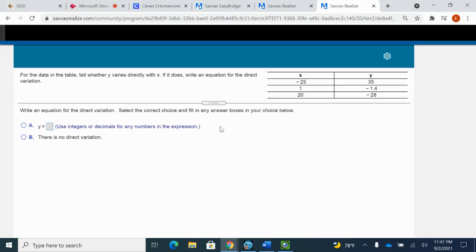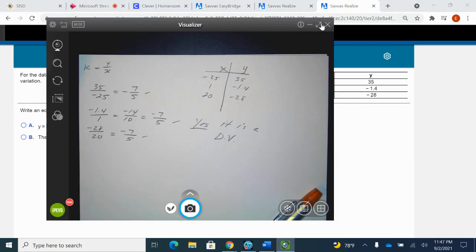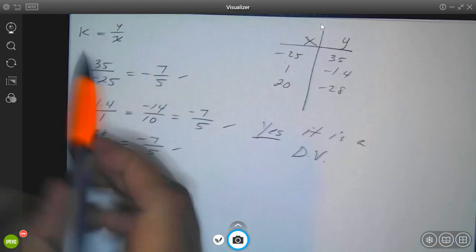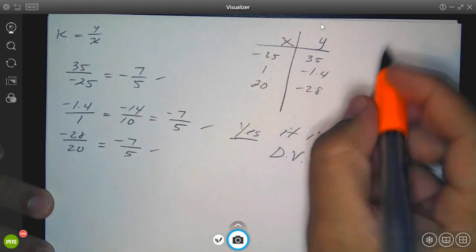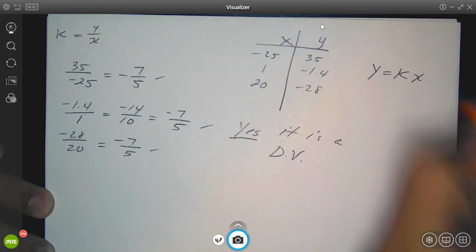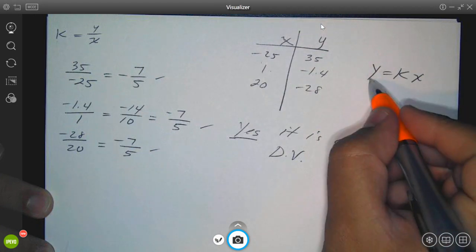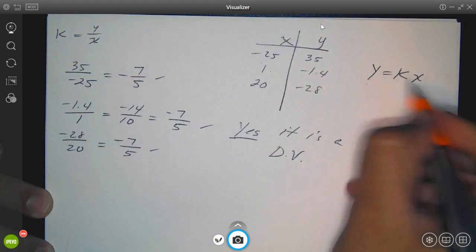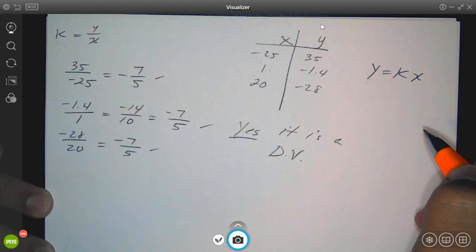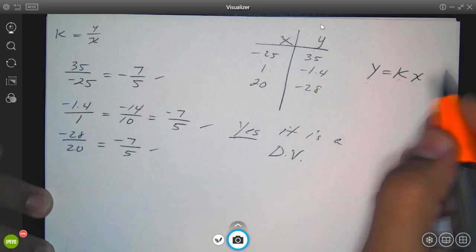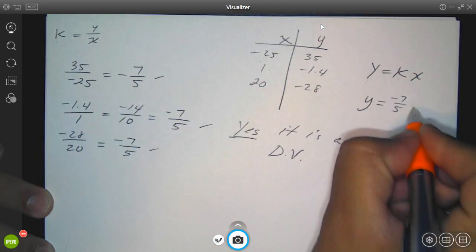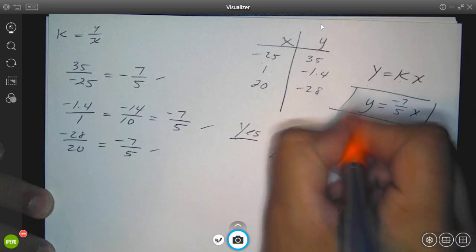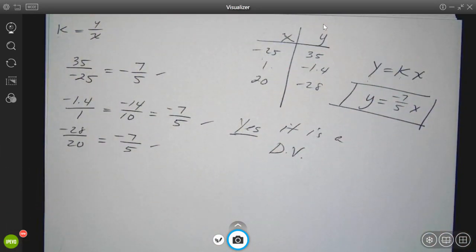And it says write the equation. So if it is, write the equation. So going back to the notes here, remember, what does this give us? This gives us our constant of variation. If you guys remember what a direct variation equation looks like from the notes, all it is just this: y equals kx. Well, y and x are just an input and output. They are variables. The only variable we have to find is the k, and I just found it. It's negative 7 fifths. So there is my equation. Y equals negative 7 fifths x.